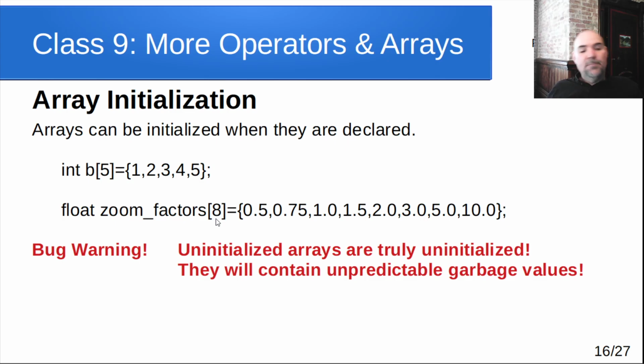Okay, bug warning. Uninitialized arrays are truly uninitialized, which means that they might contain unpredictable garbage. So if you make an array and you don't initialize it, like here's this array of integers, 5 of them, it's not going to be filled with zeros. It's not going to be cleared out. It's going to just be random garbage that happened to be in memory.